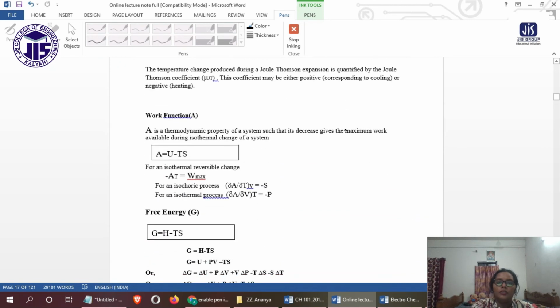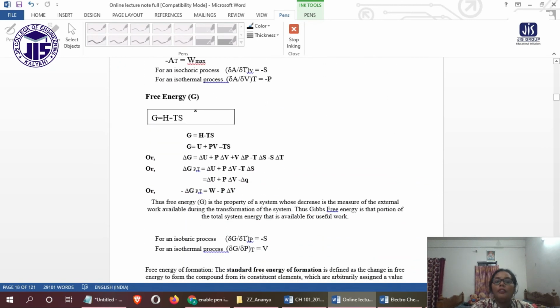Work function A is now free energy. The next important topic is free energy, which is indicated by G, and G equals H minus TS. H is the enthalpy, T is the temperature, and S is the entropy. Thus the free energy is the property of a system whose decrease is the measure of the external work available during the transformation of the system.